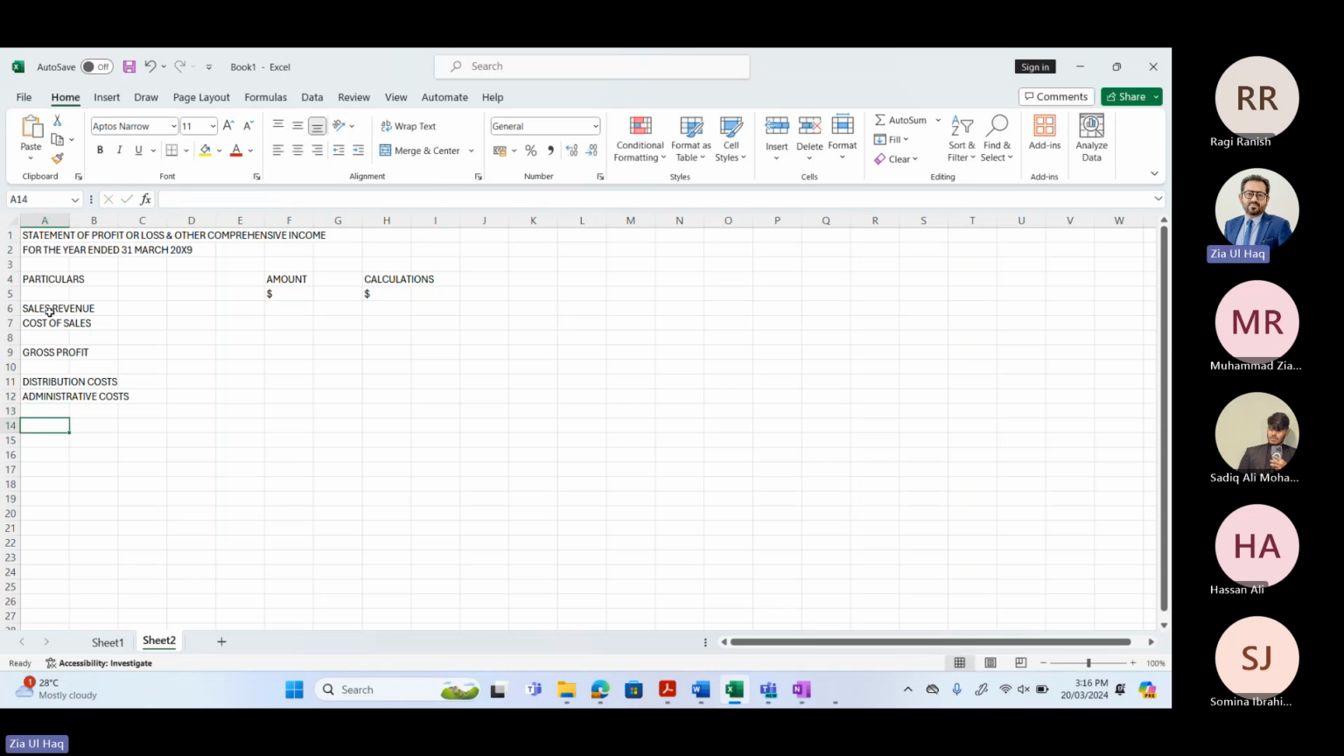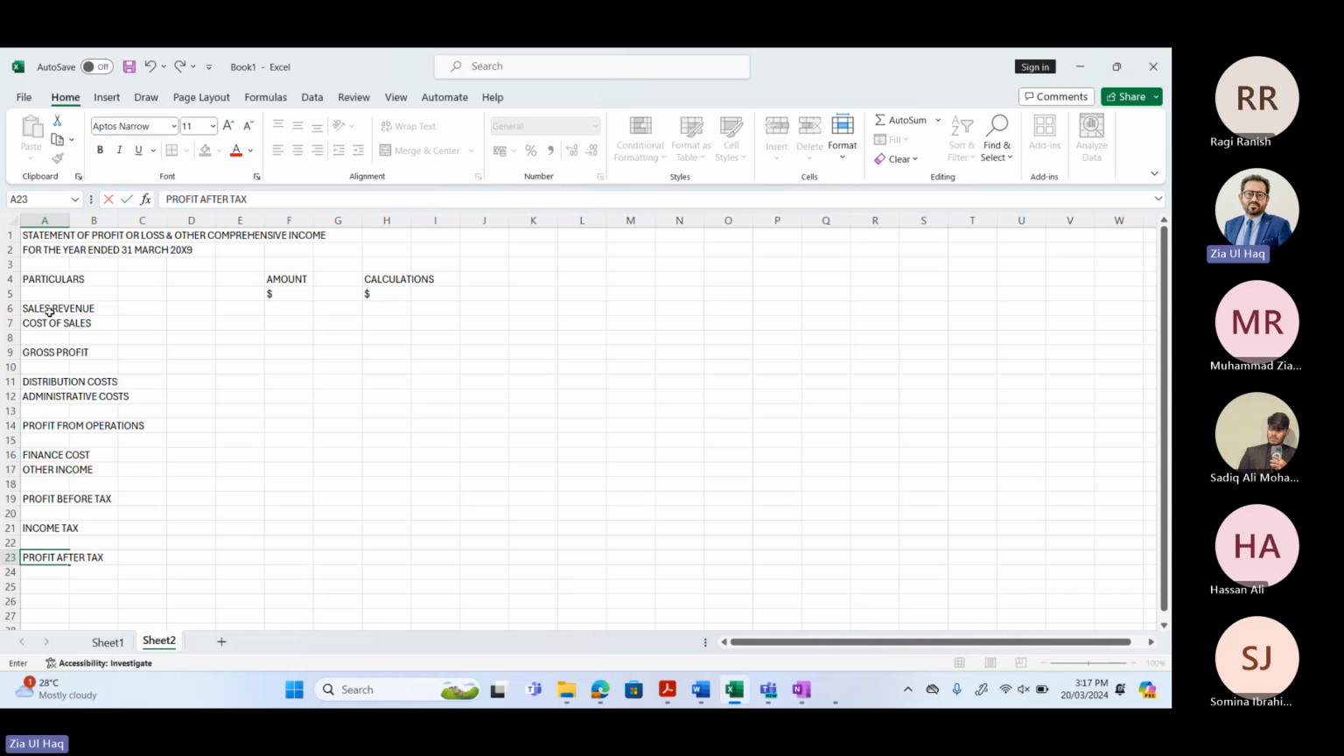We will arrive at profit from operations. And then we need to deduct what? Finance cost. We need to add other income. We'll arrive at profit before tax. We need to deduct income tax, and we will arrive at profit after tax or profit for the year.